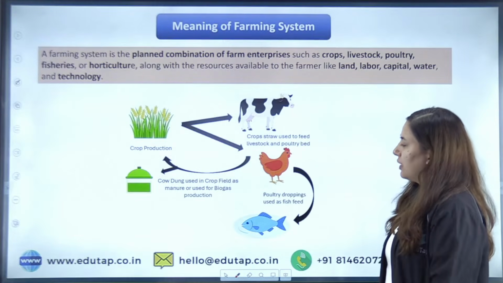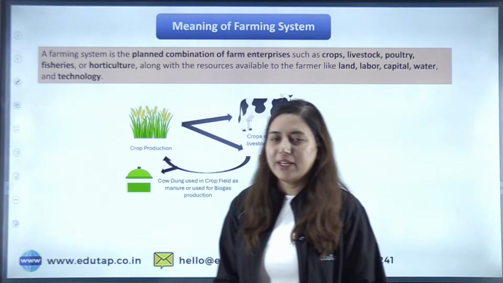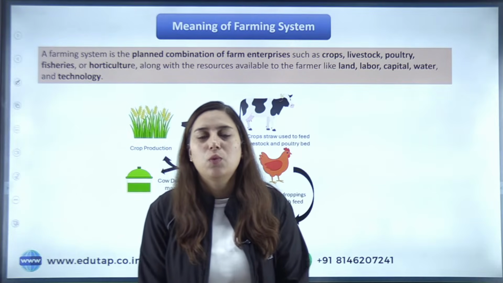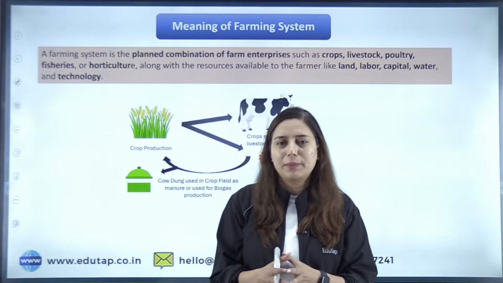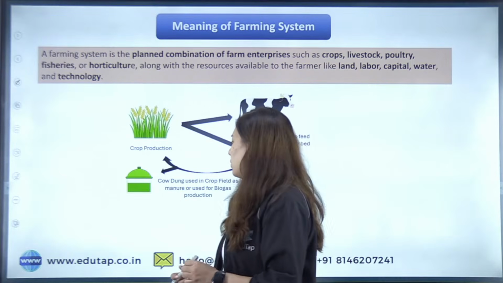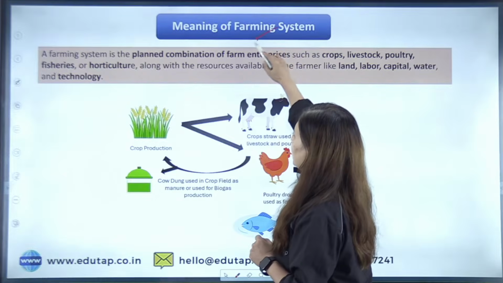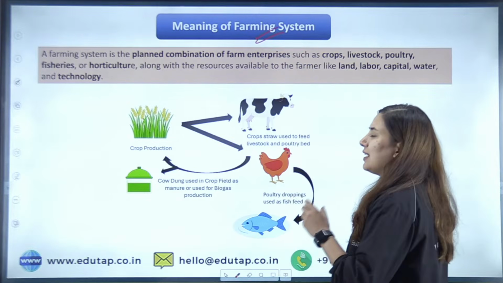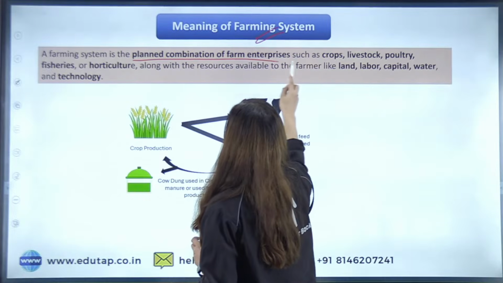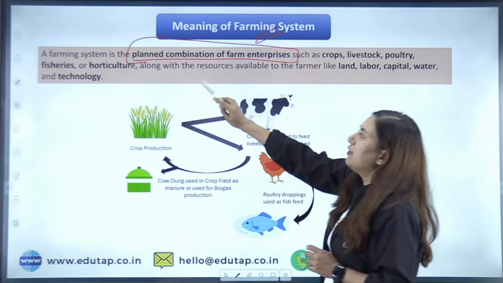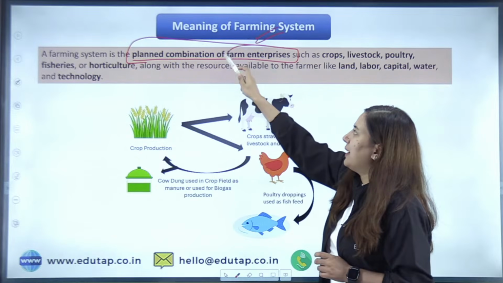Okay, so yes, today we are covering farming system, right? So first let me explain to you the meaning of farming system and then we'll see questions. Then we'll cover this topic through different questions. So students, what is farming system? We need to understand this first. So basically, as you can see, it's written farming system is a planned combination of farm enterprises.